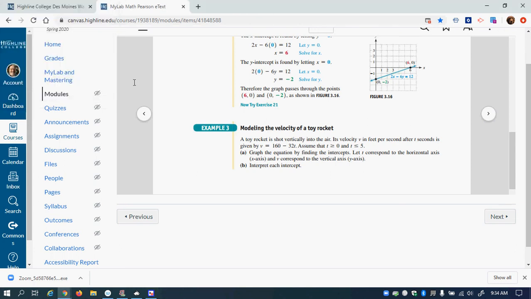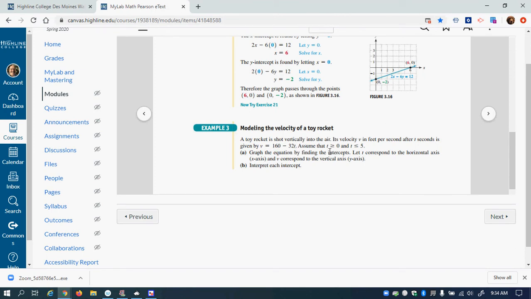Alright, so this is 3.3, and this is all about modeling using x and y intercepts. So take a look at example 3 out of the book, which is on page 190. It says modeling the velocity of a toy rocket. A toy rocket is shot vertically up into the air. Its velocity v in feet per second after t seconds is given. So the equation is automatically given to you. Velocity equals 160 minus 32t.